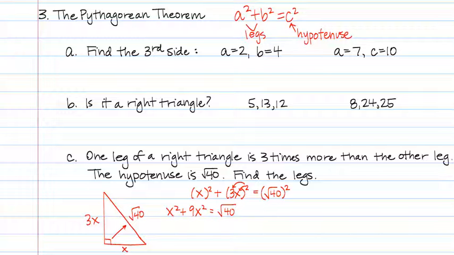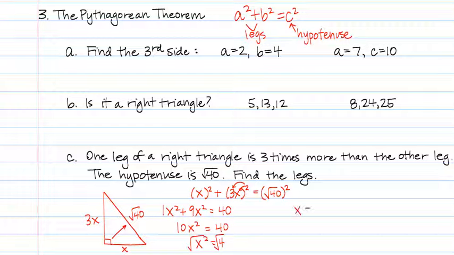Now when I square a square root, remember those cancel. So I can actually get rid of that square root. Let's just get rid of the whole thing. Equals 40. So now back to the left side. 1x squared plus 9x squared makes 10x squared equals 40. Divide by 10. So x squared equals 4. And take a square root.